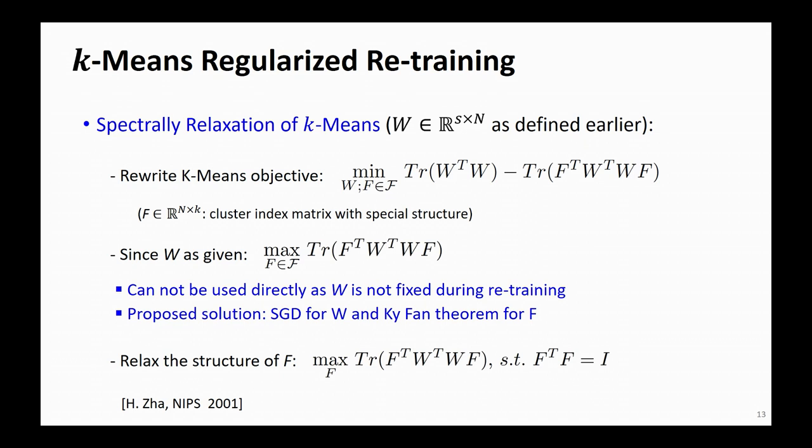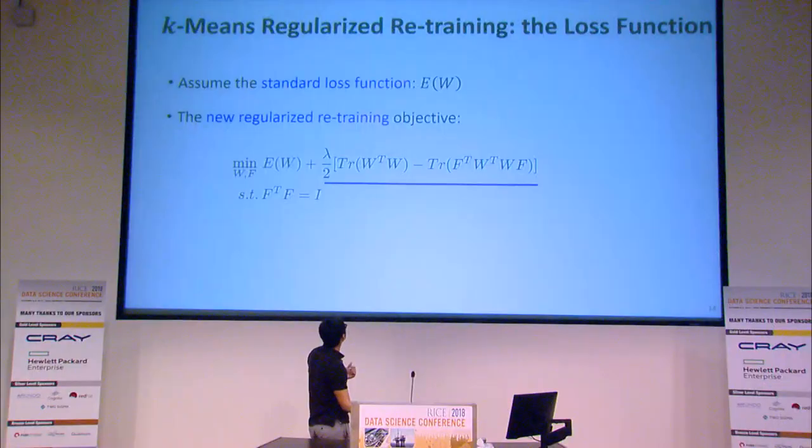So we propose to update W and F iteratively. In particular, updating W can follow the standard stochastic gradient descent, which is SGD, and F is updated using the closed form solution of the original proposed spectral relaxation of k-means, as mentioned in the last slide. I think we already know what EW is. It's just the original standard loss function.